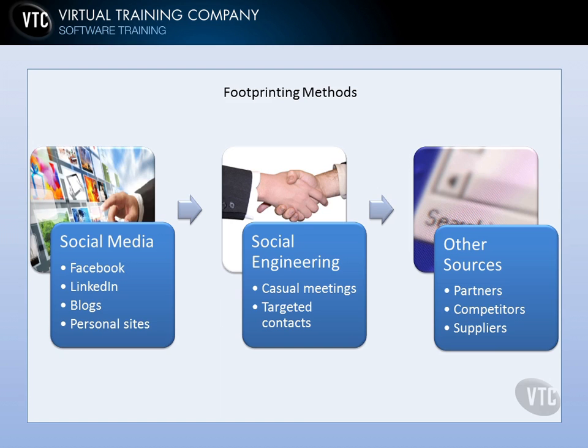Social engineering is another method, of course, that involves direct contact with the individuals that may work in an organization or are associated with it. This could be casual meetings in bars. It could be targeted contacts, like maybe you pretend to be a salesperson and make a sales call appointment with that target. But you can use social engineering methods that we'll discuss a little bit later to try to get information out of the individual, maybe about future products that are coming up, maybe about the network infrastructure, security policies, and so forth. Other sources of information may include partners and competitors, obviously, or also suppliers.